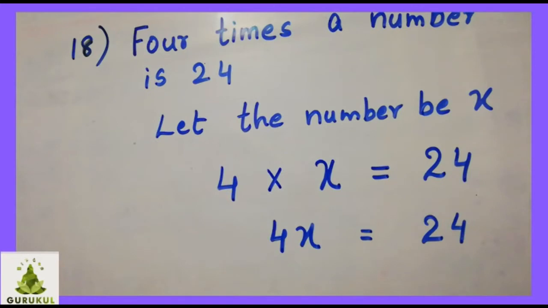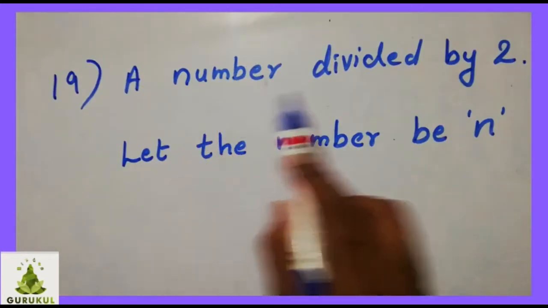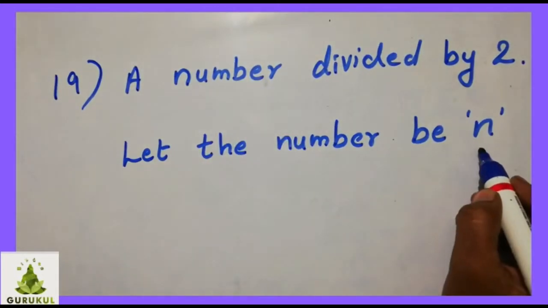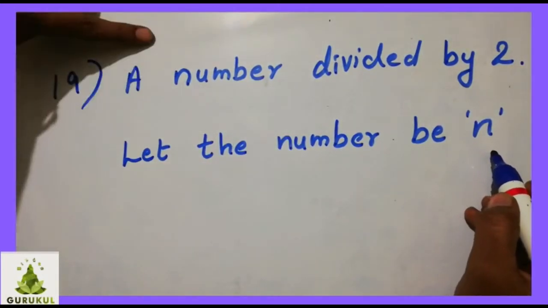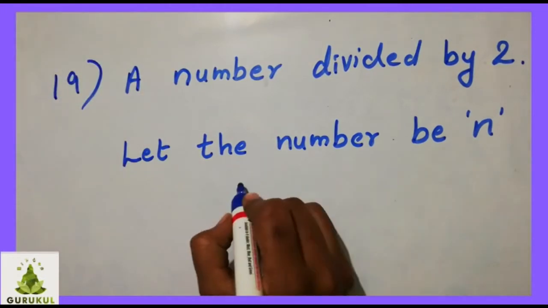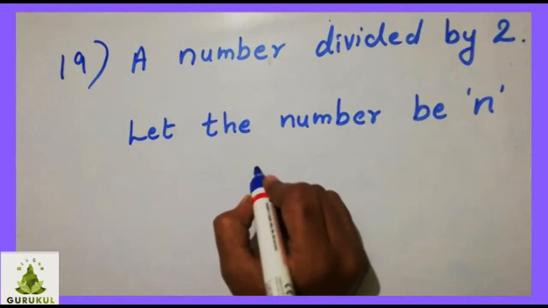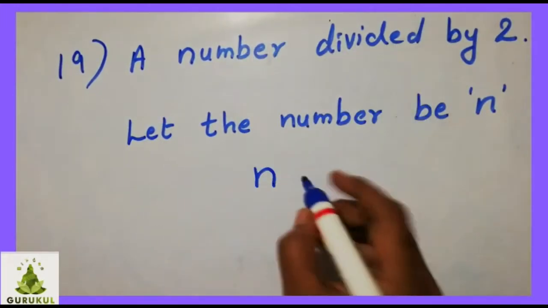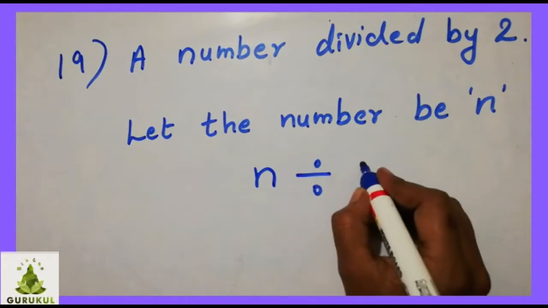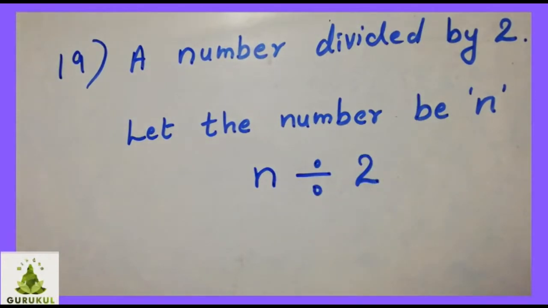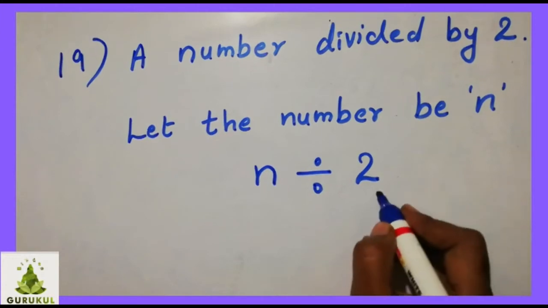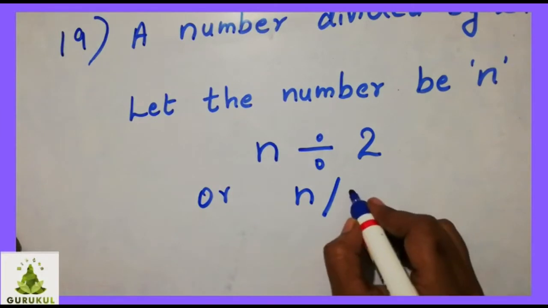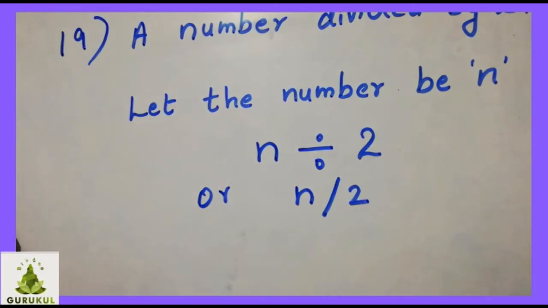Now related to division we will start. Now a number divided by 2. A number. Let the number be n. I took the alphabet as n. We don't know this number. So how will I write the expression? Number n, a number divided, so division sign, divided by 2. So this is the required expression. Or you can also write this as n, this is also division sign, divided by 2. Is this clear to you?